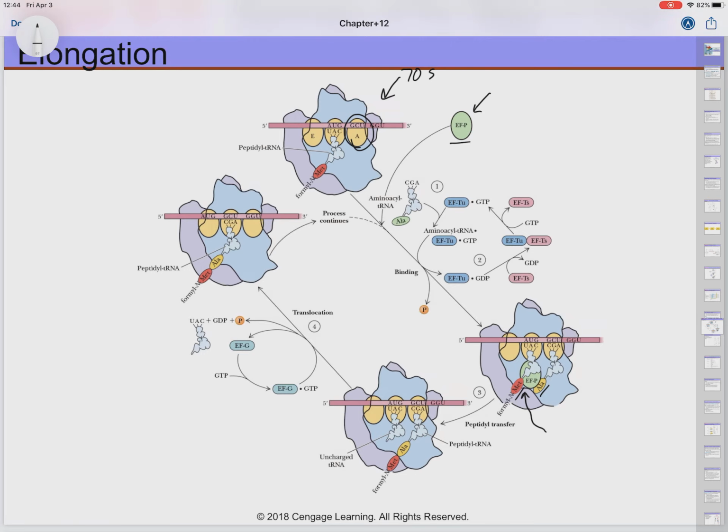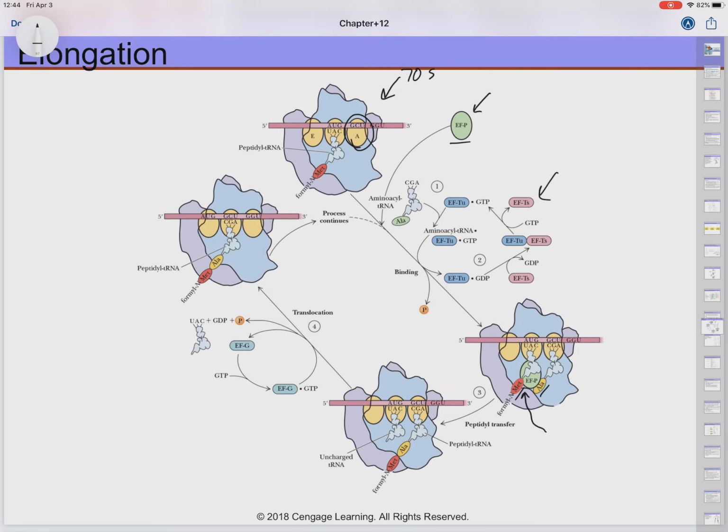So EF-Tu's job is to check that amino acid actually matches that anticodon. The anticodon on the tRNA actually matches that codon, and then it puts it in there. It hydrolyzes the GTP and it dissociates. So then it falls off. The job of EF-Ts is basically just to regenerate EF-Tu.